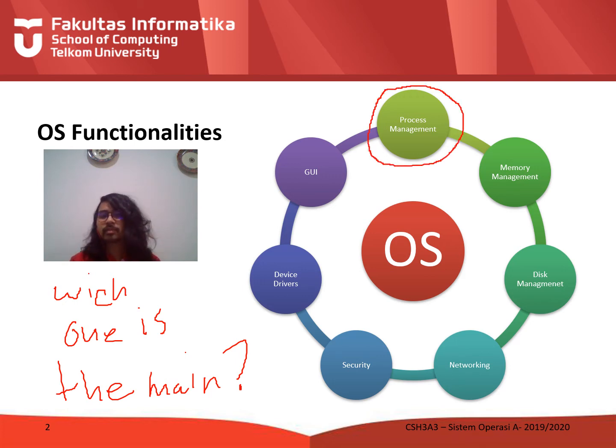Because probably the OS concerns the most about the process execution, and this is around 70% of the topic that you will get in operating system course. The rest of it will be about memory management, disk management, and security. Networking, probably you'll get it at computer networks. So we are going to discuss what is process.